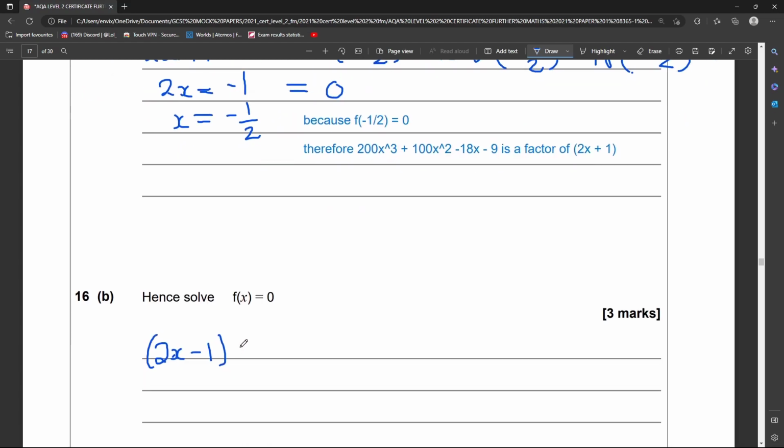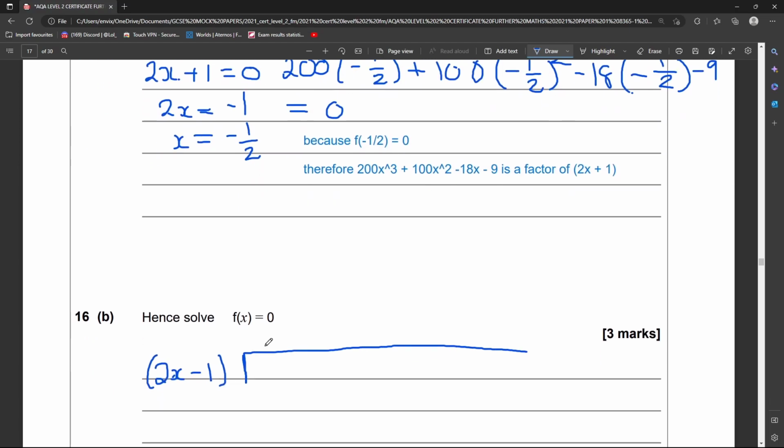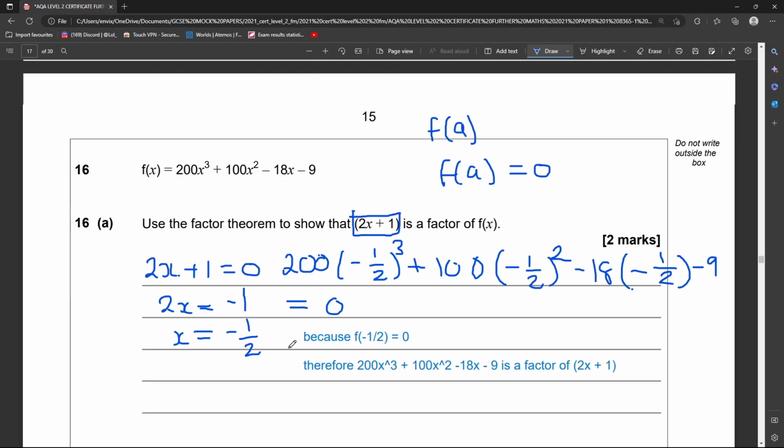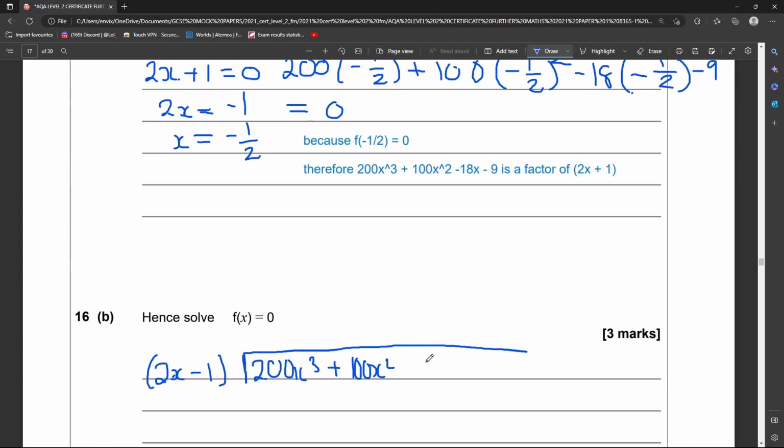And so how we do that is that we write the factor over here, and we write the function over here, 200x cubed plus 100x squared minus 18x.